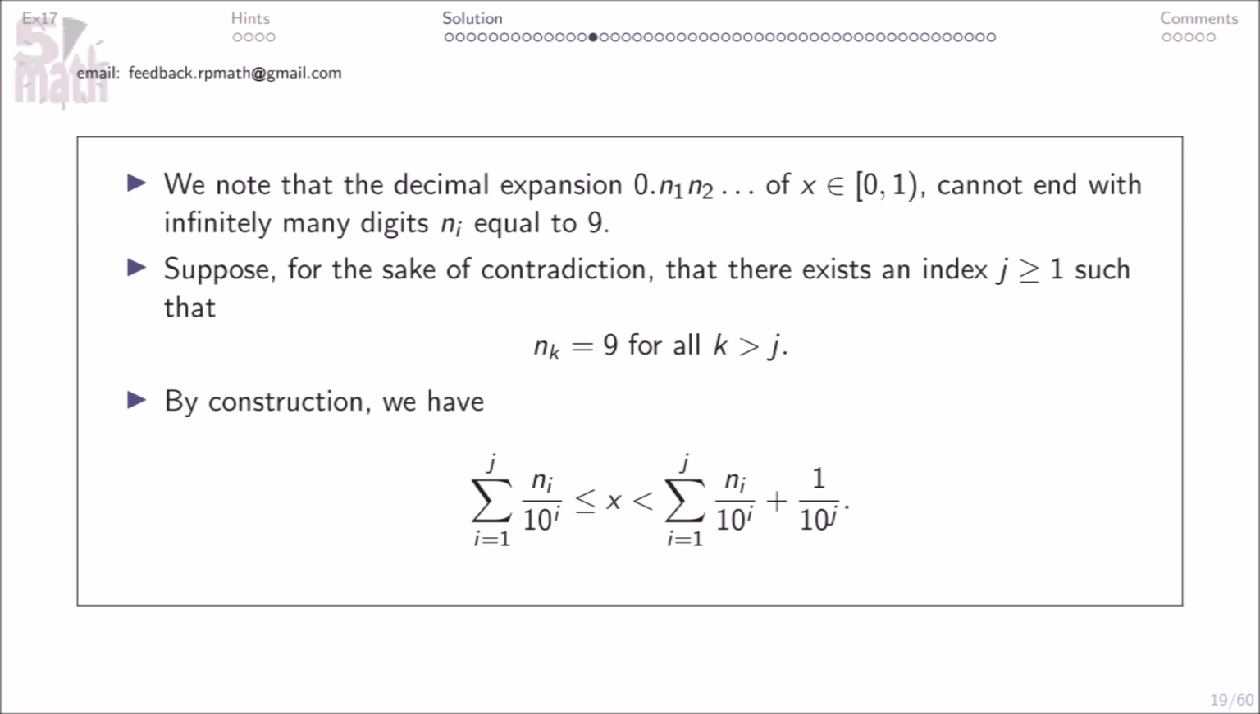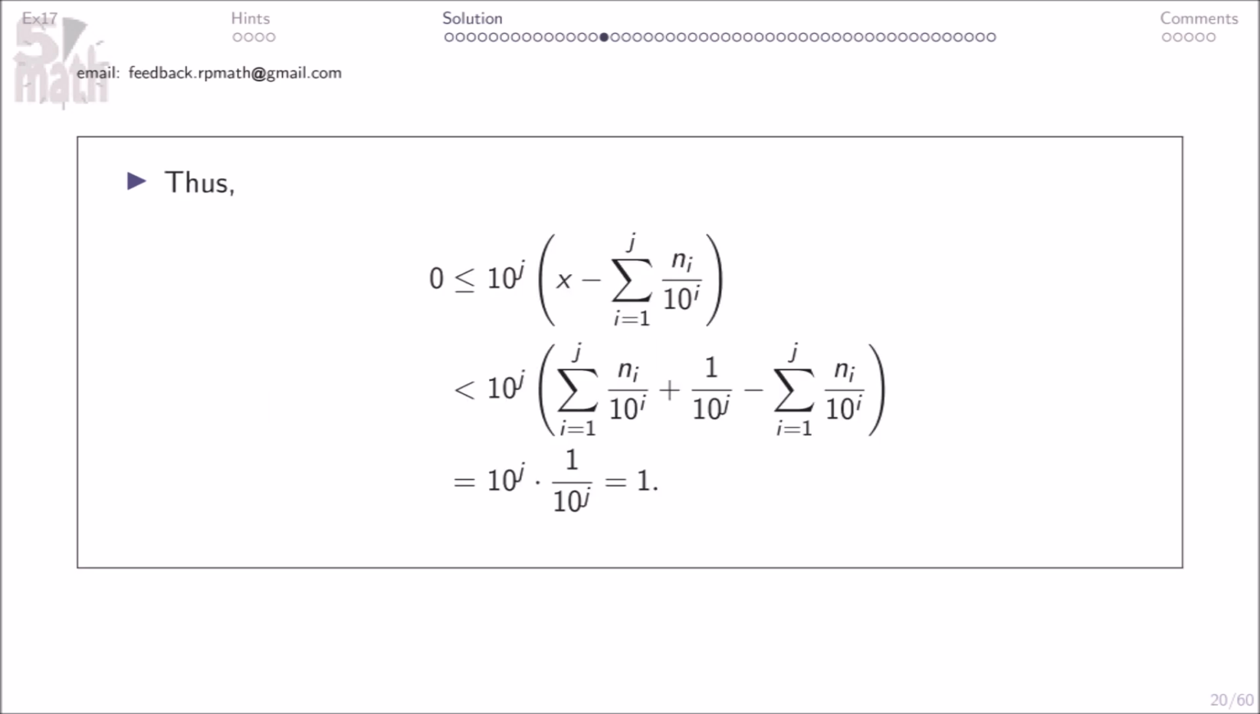We note that the decimal expansion of x in this cannot end with infinitely many digits n_i equal to 9. Suppose, for the sake of contradiction, that there exists an index j greater than or equal to 1 such that n_k equals 9 for all k greater than j. By construction, we have this. Thus, we have the following.